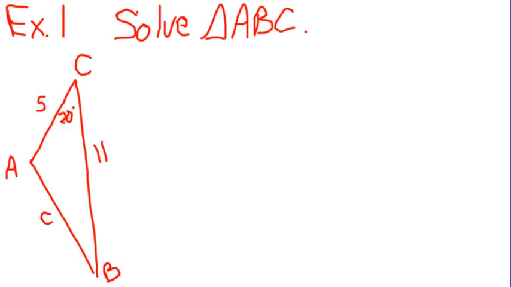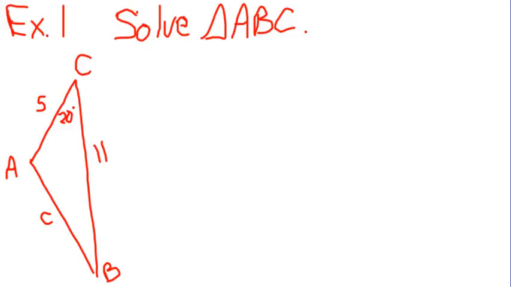Example 1, we want to solve triangle ABC. In this triangle we know one of the angles, angle C, is 20 degrees. We know two of the side lengths. Little b is 5, little a is 11. We do not know what c is. So we can use the law of cosines to first find that value of c. Then we can use either the law of cosines or the law of sines to find those missing angles.